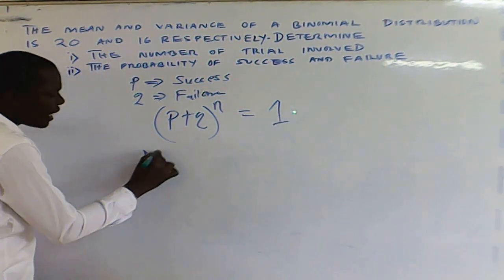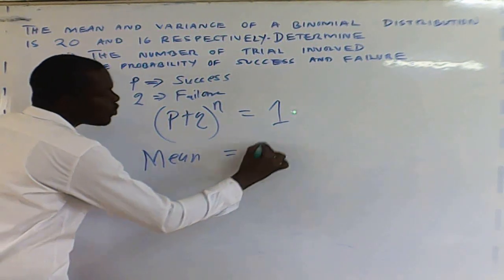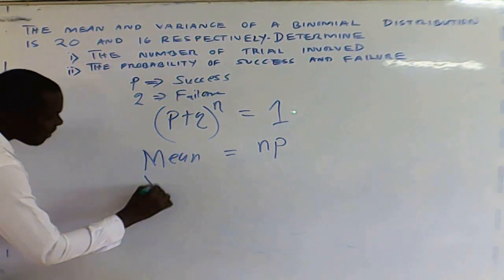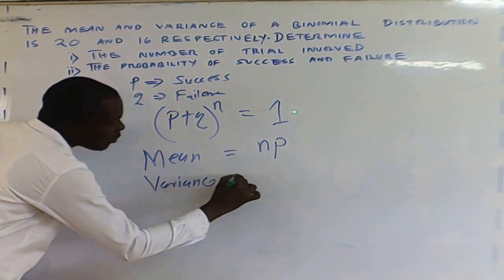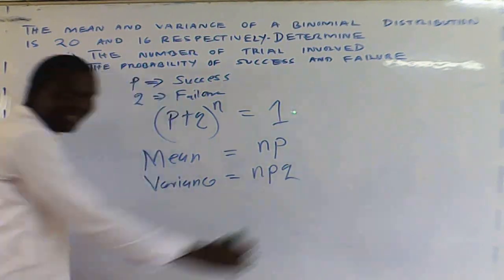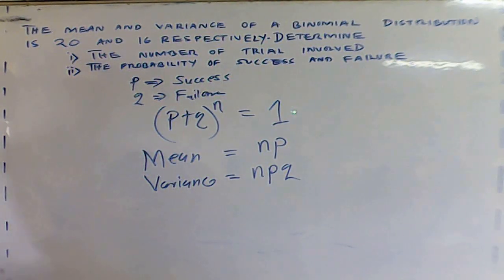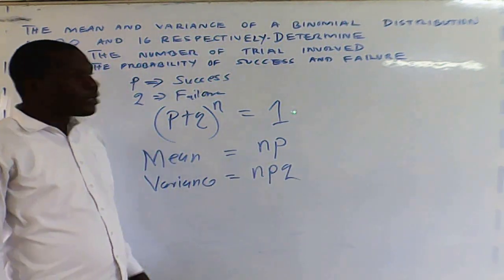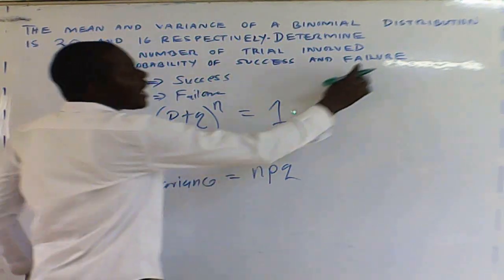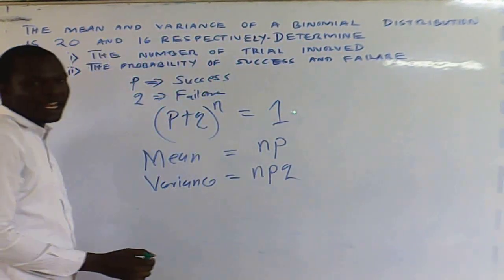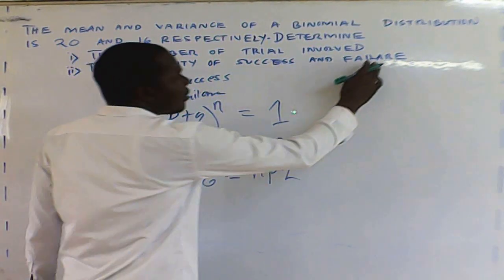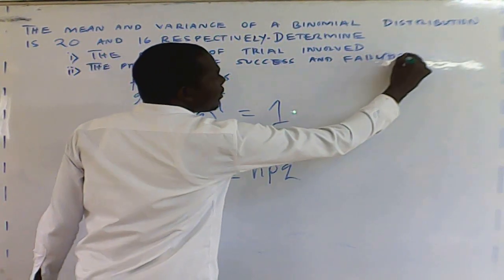So we said the mean of a binomial distribution is given by NP, isn't it? Are you clear? And the variance of a binomial distribution we said is NPQ, where n is the number of trials, P is the success, and Q is the failure.